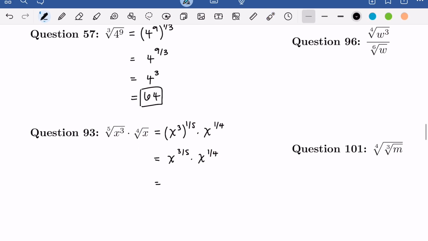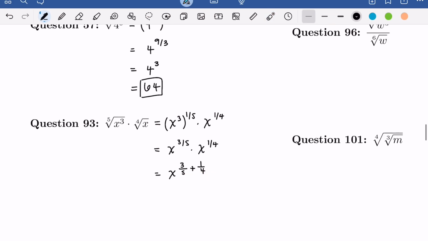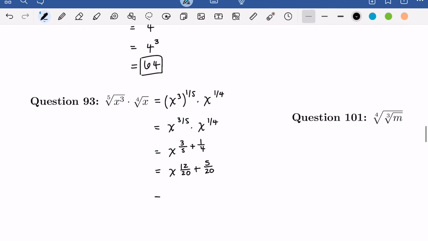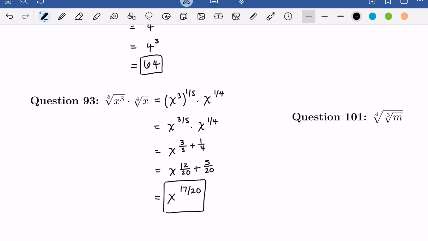So what we're doing is we're taking x to the 3/5 power plus 1 over 4 here. Now getting a common denominator here, let's just do every step here. This is going to end up being x to the 12 over 20 plus 5 over 20 here. So just getting a common denominator for these two guys. So this is going to end up being x raised to the 17 over 20 power. We can't simplify that any further, so this will be our final answer.